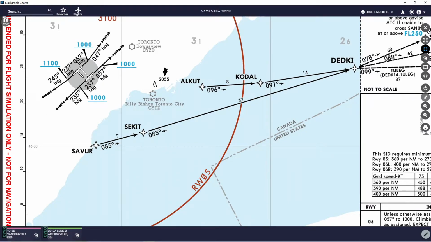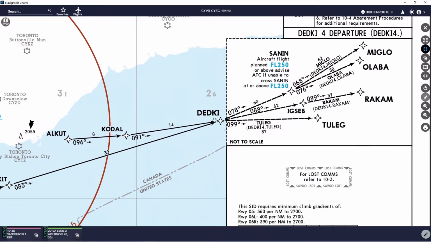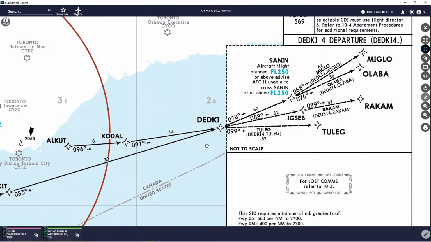And then at that point, ATC is not going to give you any other instructions except to climb higher. So they're going to say, hey, climb flight level 230 in this case. But you're just going to follow this depicted route all the way out on whatever transition you're on. And on the ground, they're going to clear you via a specific transition. So cleared via the Dead Key departure, Miglo transition, or a Laba transition, or a Rackham transition, or two-leg transition. They're going to give you one of these transitions.